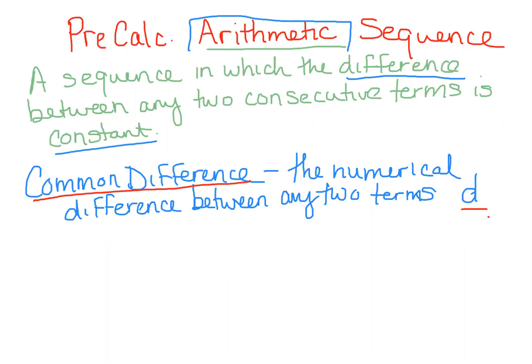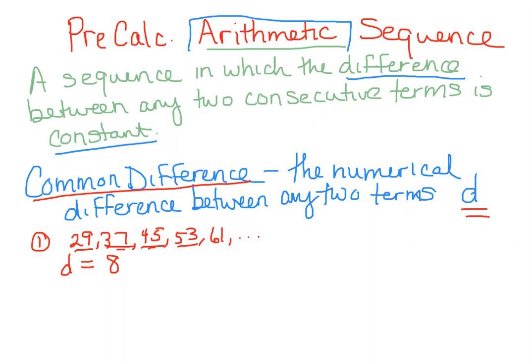So let's look at our examples. Our first one, we've got 29, 37, 45, 53, 61, and so on. What does D equal? D equals 8. If you take 37 minus 29, you get 8. 45 minus 37, you get 8. 53 minus 45, you get 8.